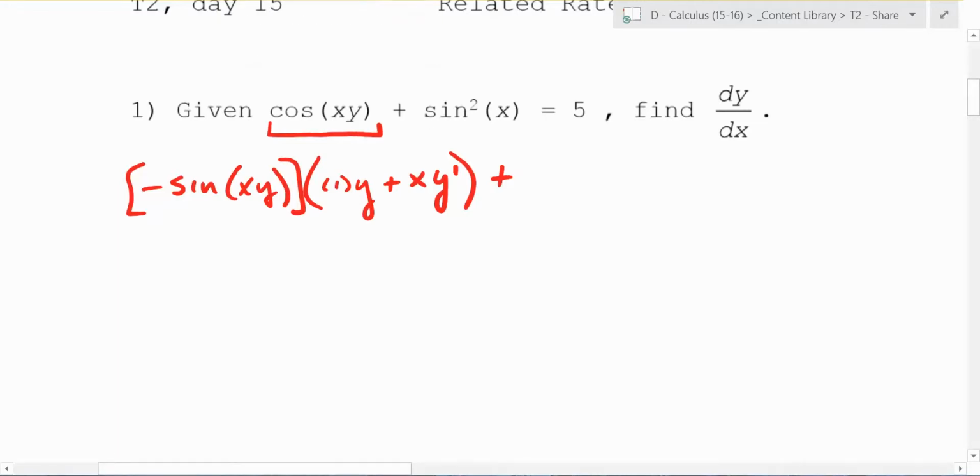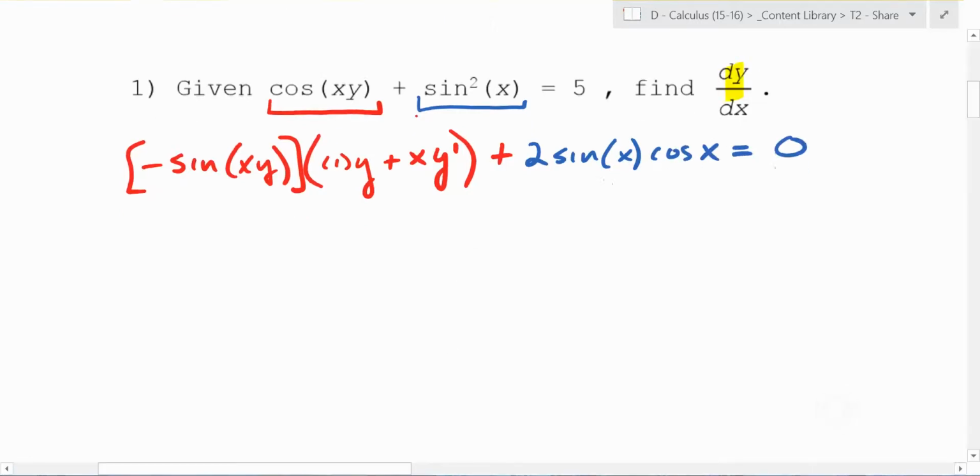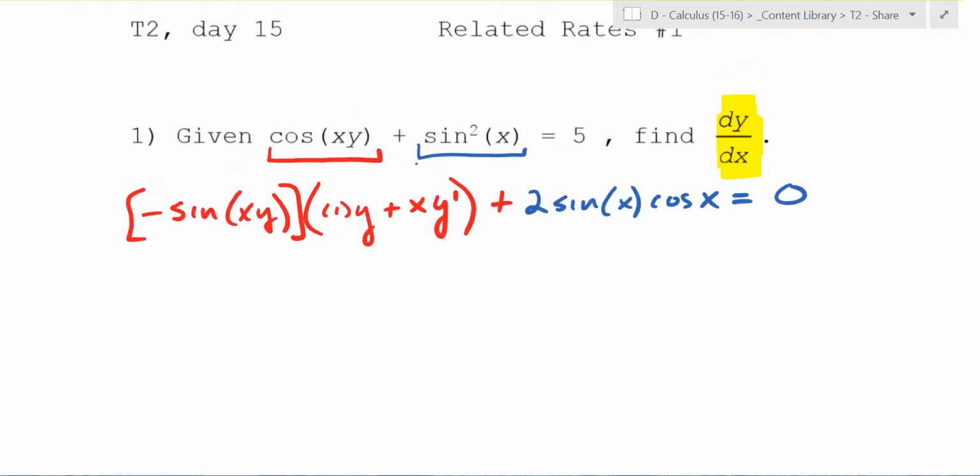Plus, what do I drop to the front on this one? What do I drop to the front? 2. So it's 2 times sine of x, and then what do I multiply by? The derivative of sine. What's the derivative of sine? Cosine x, and it equals what? 0. So now if I wanted to answer this question, find dy/dx, what do I need to isolate? The y prime. That's another way of writing y prime.